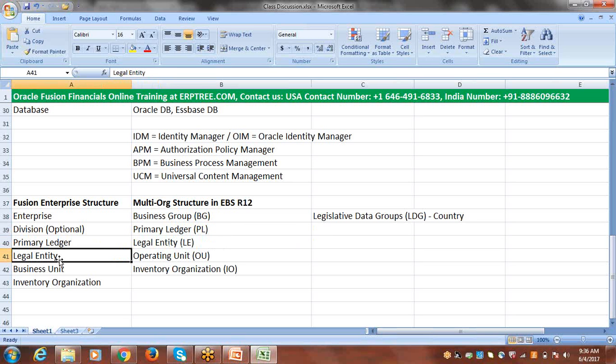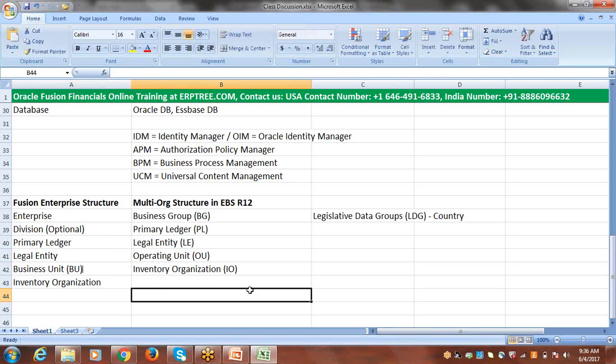Your legal entity, same legal entity. Operating units, the name they changed to business unit. Business unit, here we call as BU. In EBS, the operating unit concept we are calling as business unit. The process of definition and how we will be managing the business unit information within the system is slightly different when you compare with the EBS process. That we'll see in the system directly.